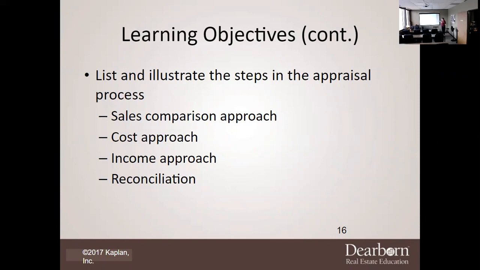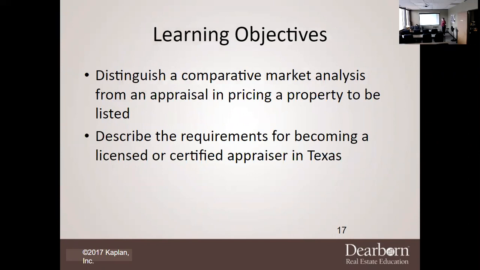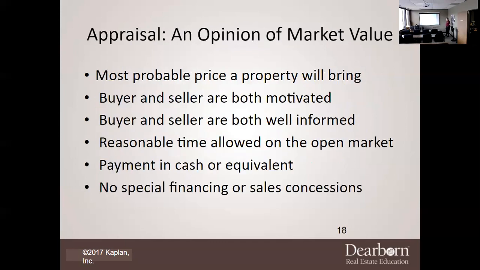Now, the first three are the actual approaches for valuation. The bottom one is basically going through and making certain that you get it right, if that makes sense. We're going to distinguish a comparative market analysis. What do we call that, Travis? A comparative market analysis. What's the word? CMA. A CMA, from an appraisal and pricing a property to be listed. And we're going to describe the requirements for becoming a licensed or a certified appraiser in Texas.